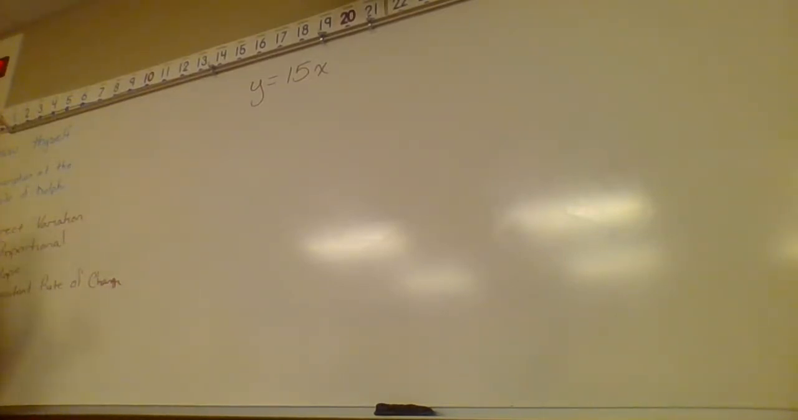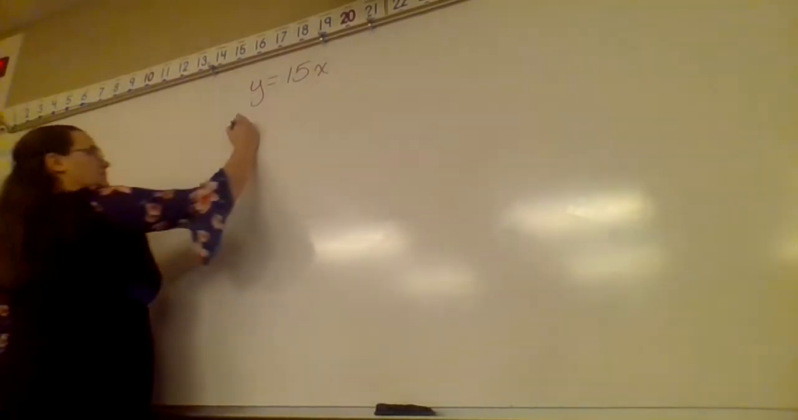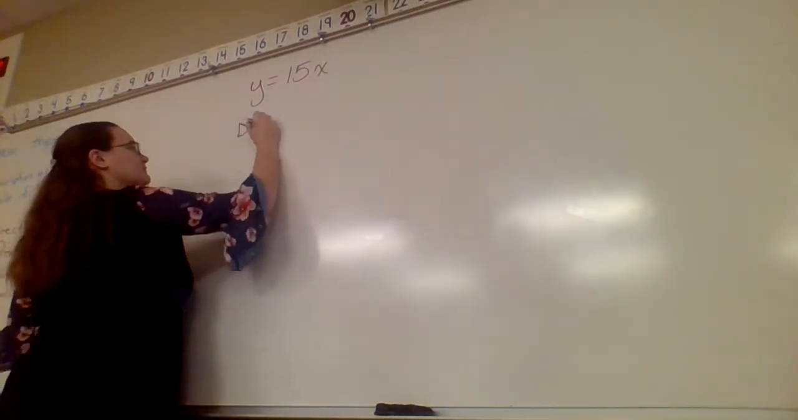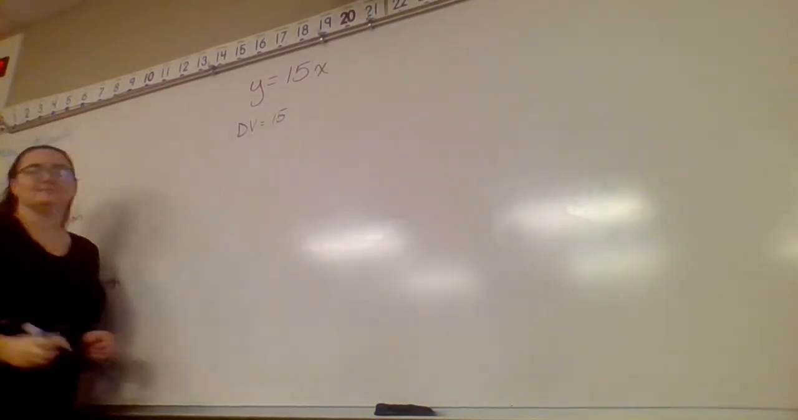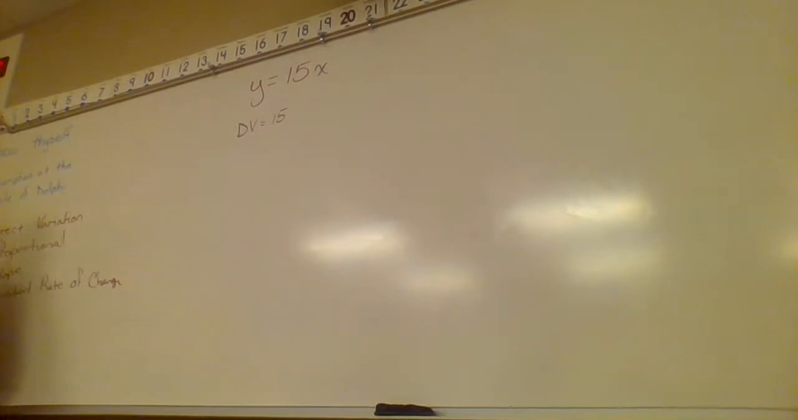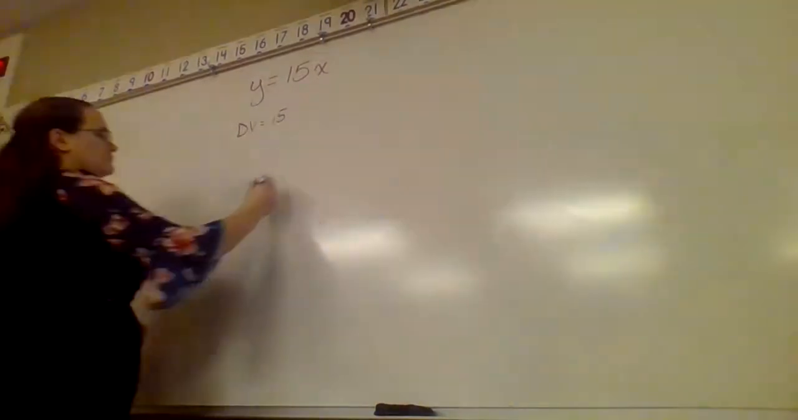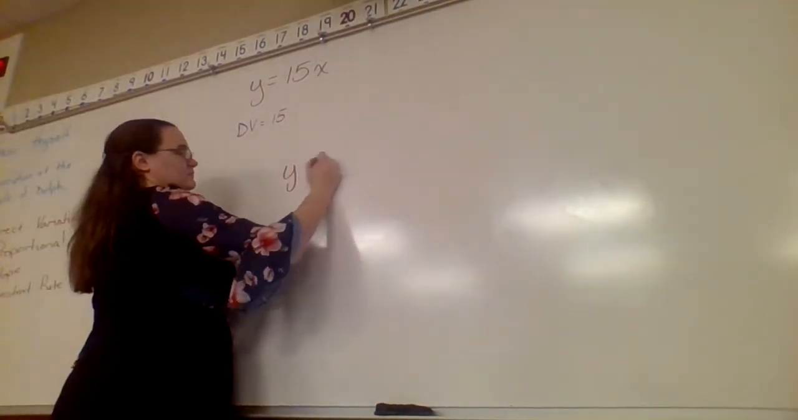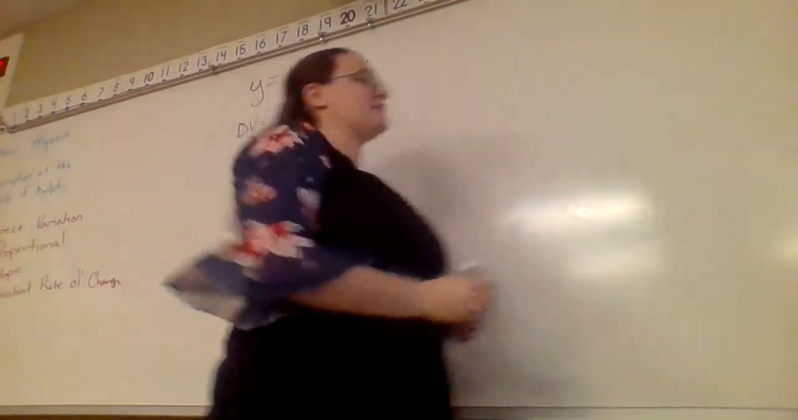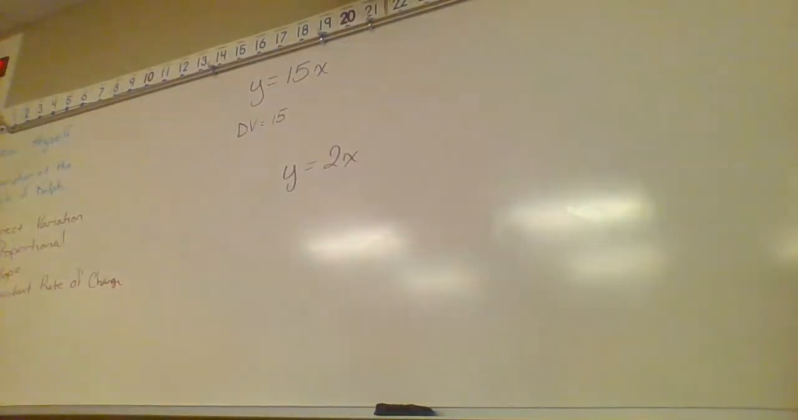Does it have Y? Yeah. Does it have an X? Yes. Does it have one number by the X? Yes. So it's direct variation. Your direct variation is 15. Does that one have a direct variation? Yes. What is it? 2.